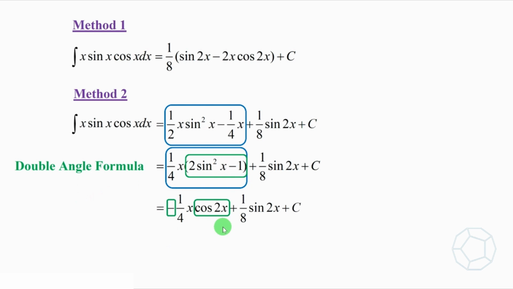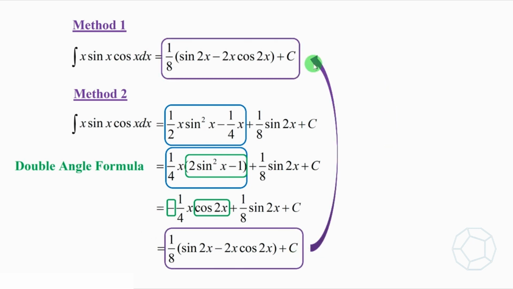At this moment, we take out the factor 1 over 8. Then we get 1 over 8 times bracket sine 2x minus 2x cosine 2x plus c. This is exactly the answer from method 1.